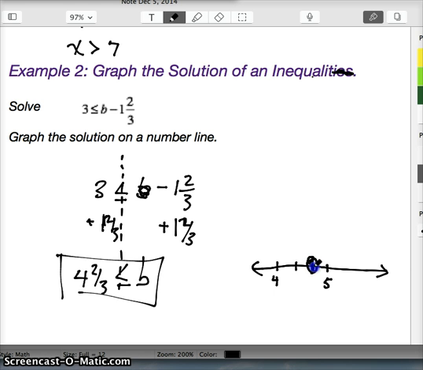The reason for that closed circle is because B is greater than or equal to 4 and 2/3. So I'm going to put a solid circle here, and then I'm going to shade to the right, because what you want to realize is that all of the possible values of B will be greater than 4 and 2/3.